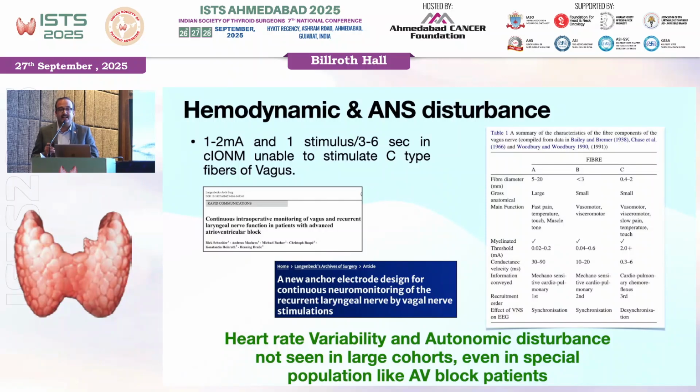Now, the second thing is the hemodynamic and the autonomic disturbance. Basic physiology, vagus is basically composed of 3 types of fibers, A, B, and C. C's are the fibers which activate the autonomic nervous system, but they only get activated at supra-threshold current stimuli of more than 2 milliamperes and a frequency of 30 hertz. So what we use in continuous nerve monitoring, usually the default setting is 1 milliampere and 1 stimulus per 6 seconds. Autonomic activation and heart rate variability never happens. So it's pretty safe, and there is data that even in AV block patients and children, it is pretty safe.